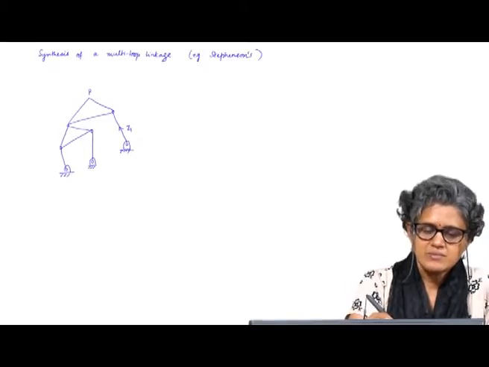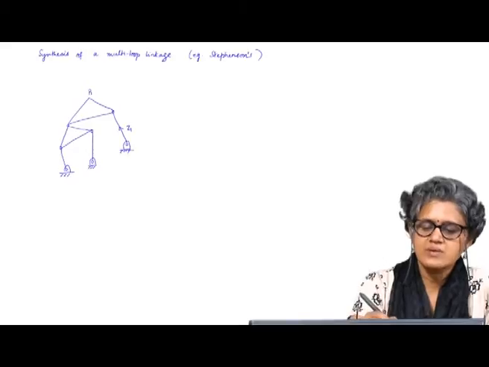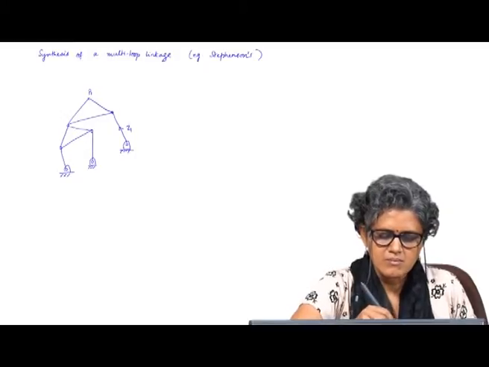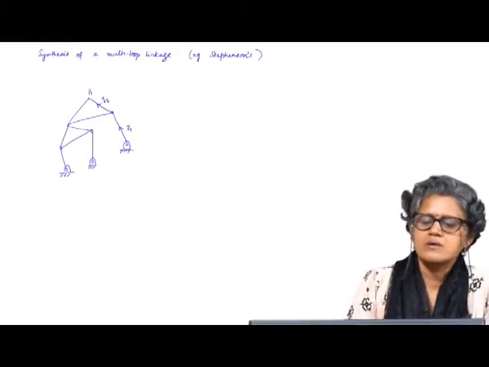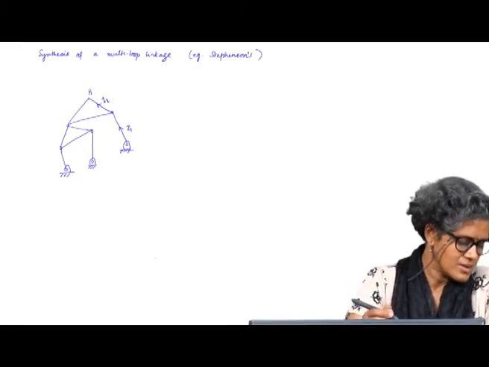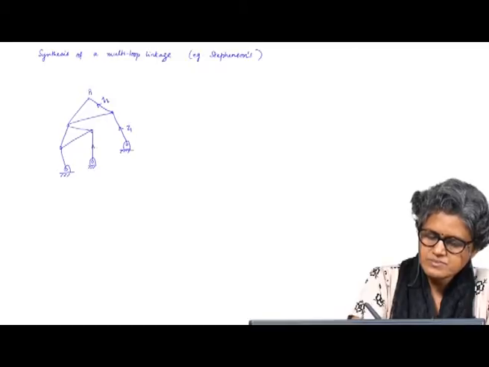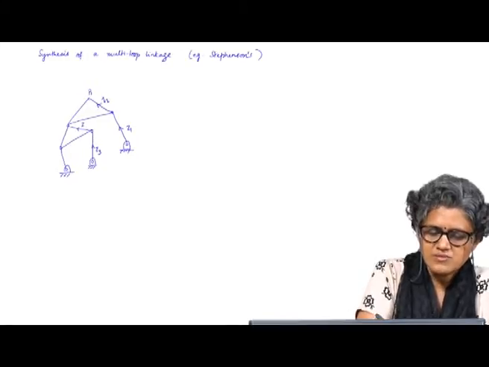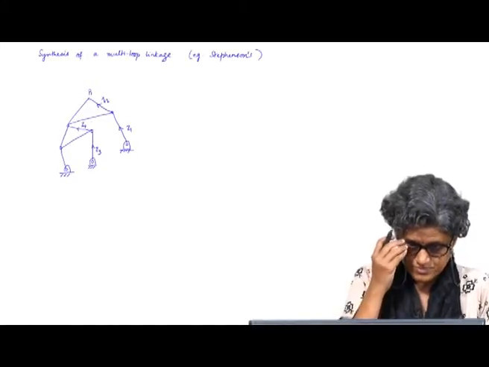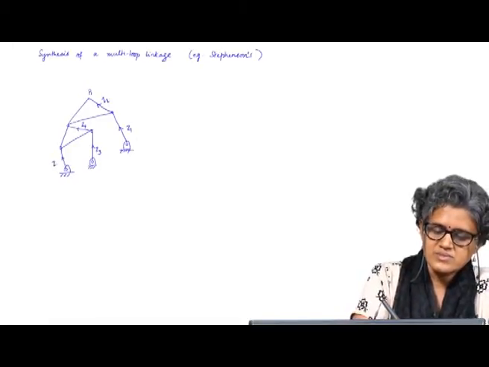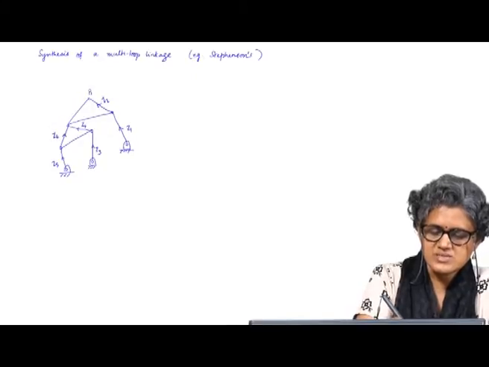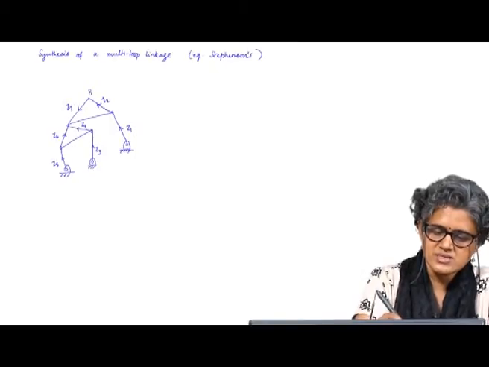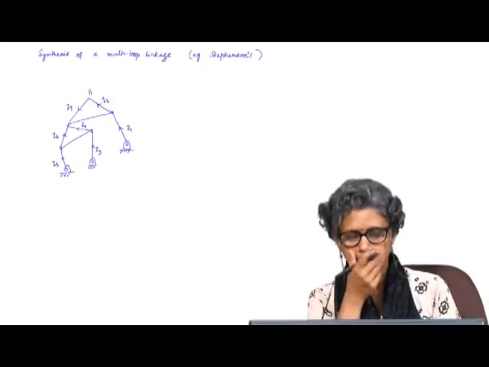So let us say this is my point P1. That is one dyad. Then I will take Z3, Z4 as another dyad, and Z5, Z6, and I will take this as Z7.